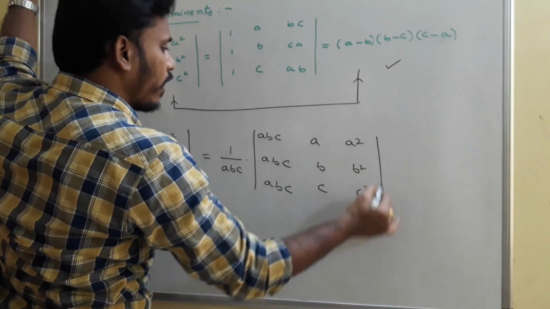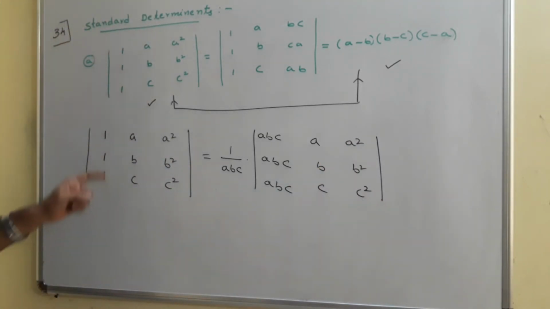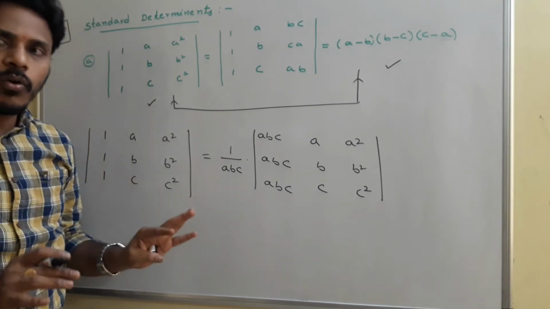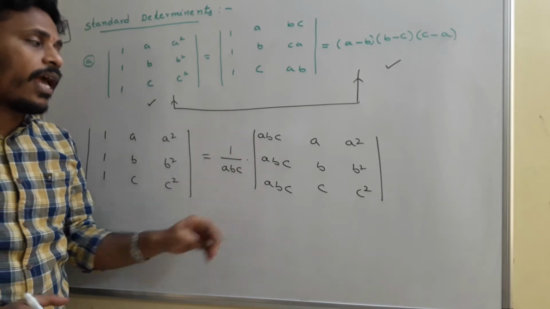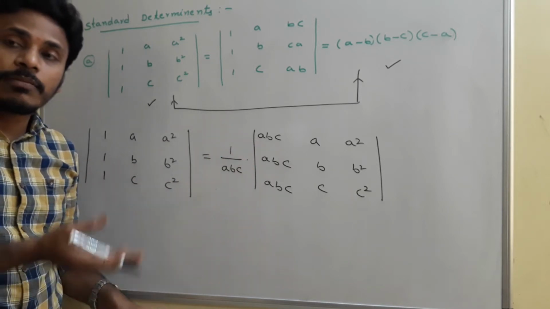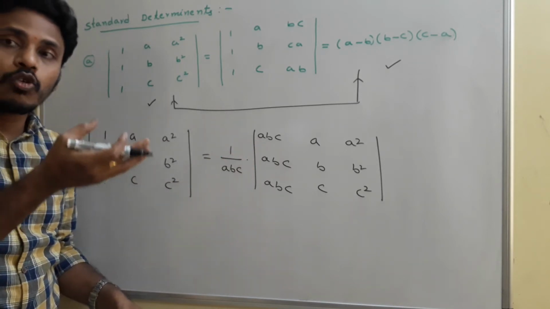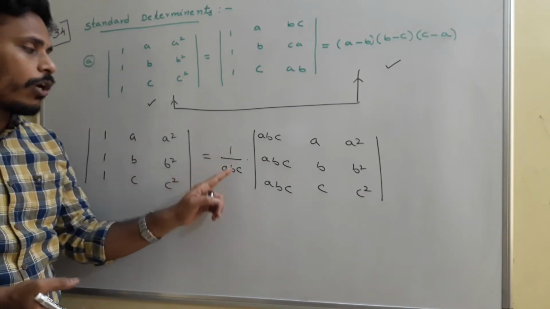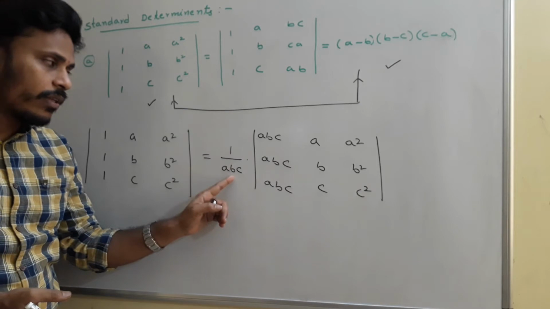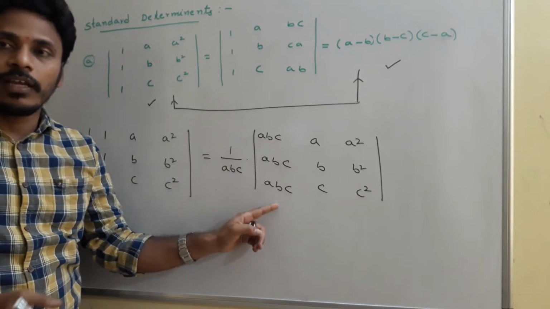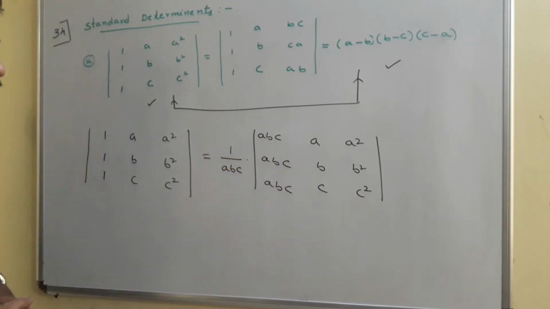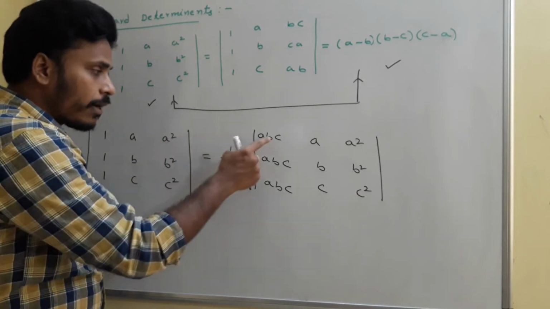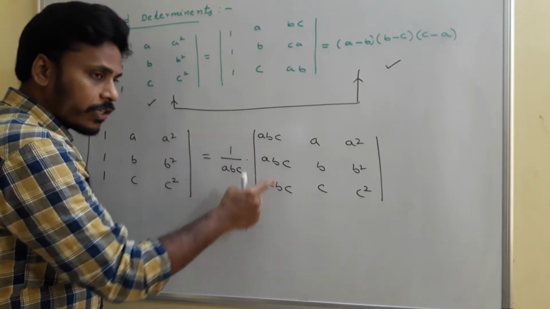Just have a look at what I did. I multiplied every element of the first column with ABC. No problem. If you multiply, the determinant is raised by ABC times. But to maintain balance as equal to the old determinant, the previous one, I need to divide by ABC. Here I divided by ABC and there I multiplied by ABC. Balanced, okay? And now my idea is, just look there now. See, I multiplied ABC with the first column.